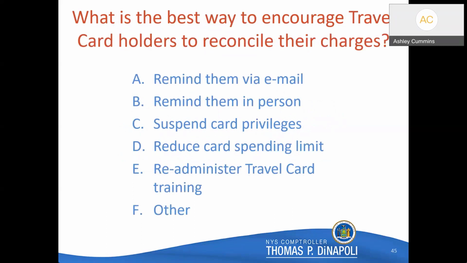What is the best way to encourage travel card holders to reconcile their charges? A, remind them via email. B, remind them in person. C, suspend card privileges. D, reduce card spending limit. E, re-administer travel card training. Or F, other.